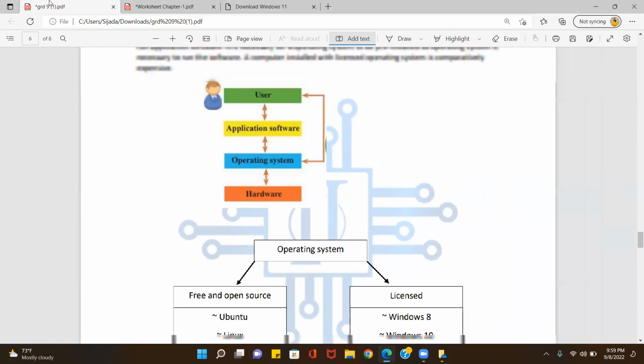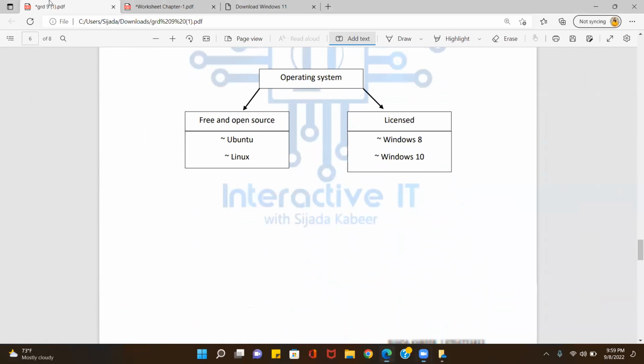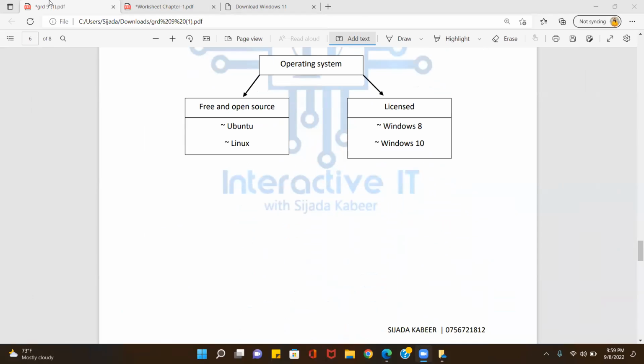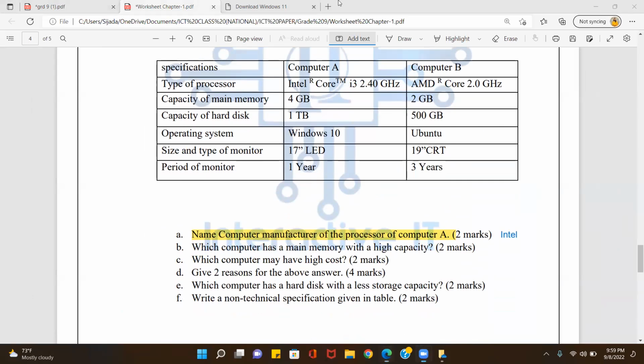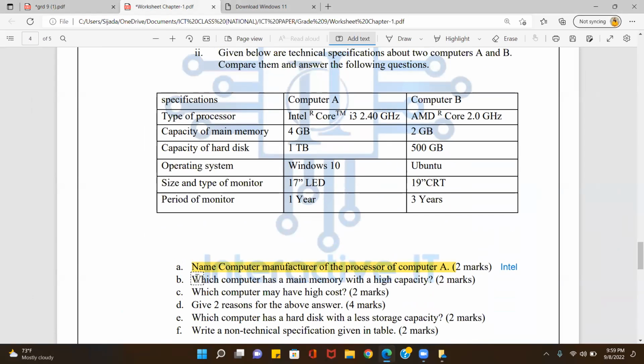Up to now, any questions, any doubts, any clarifications? I hope it's clear. Now look at this particular thing. We did question 2 as well. Now question 3.